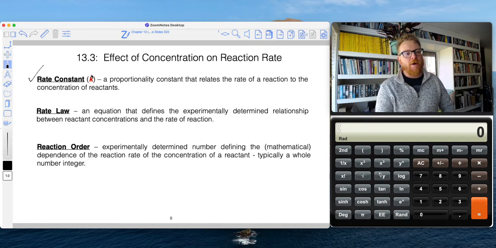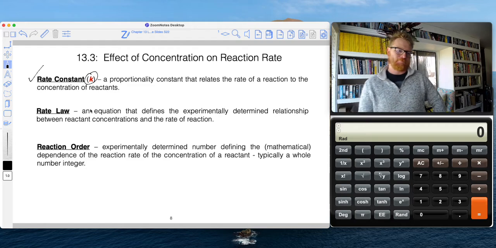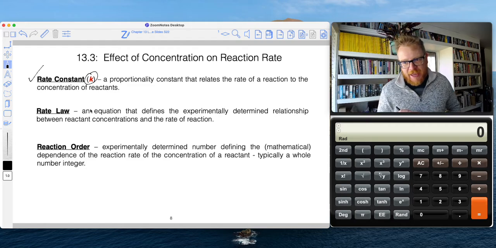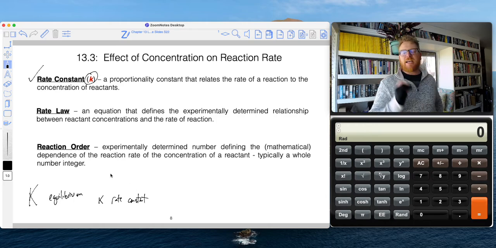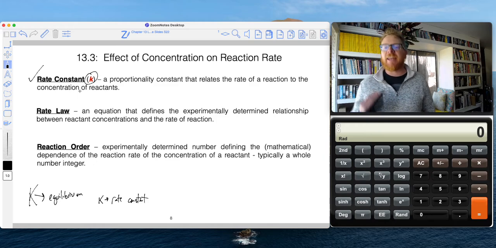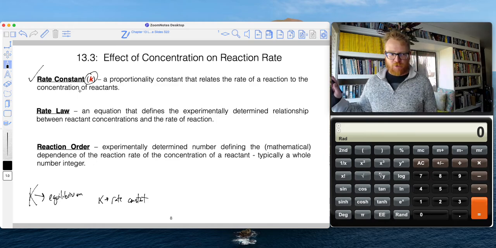So we use the lowercase letter k for the rate constant. Don't get that confused with equilibrium, right? Big K is equilibrium. Little k is rate constant. Sometimes I really exaggerate how I draw my k's just so we can recognize that the big K is equilibrium and the little k is a rate constant. This is a proportionality constant that relates the rate of reaction to the concentration of reactants, and it is indeed constant throughout the entire reaction.